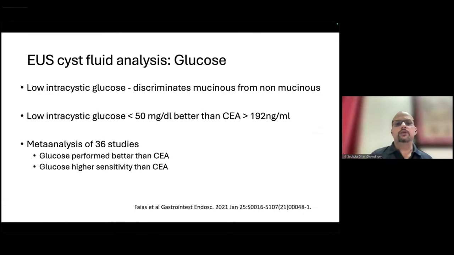A simpler way to determine a mucinous lesion is to look at the glucose content of the fluid aspirate. This can be done in the endoscopy room itself with a simple glucometer. If the intracystic glucose is less than 50 milligrams per deciliter, then it discriminates between mucinous and non-mucinous, and this performs better than CEA of 192. A meta-analysis of 36 studies showed that glucose performed better than CEA, with a higher sensitivity, in discriminating mucinous from non-mucinous lesions. So mucinous lesions have very low intracystic glucose.